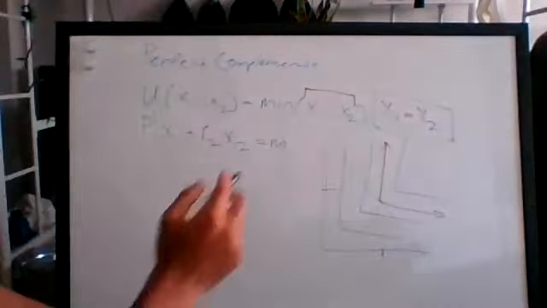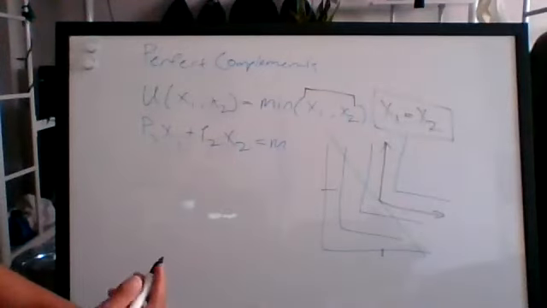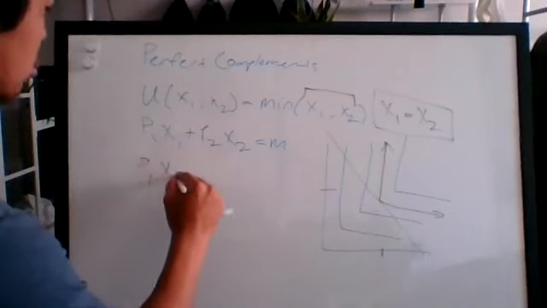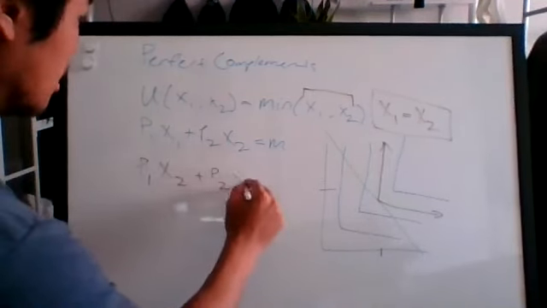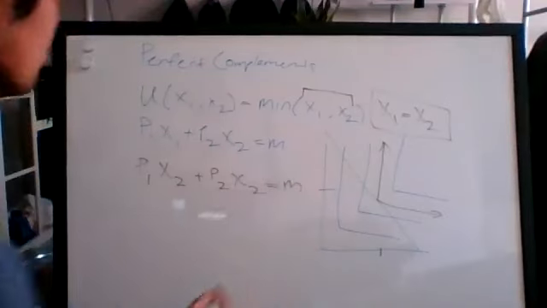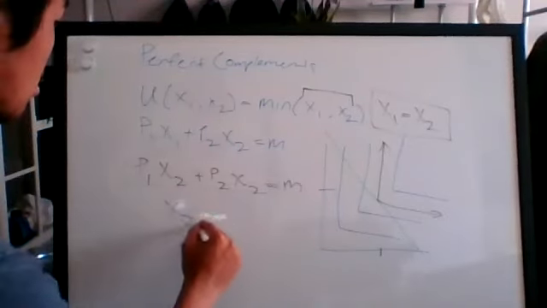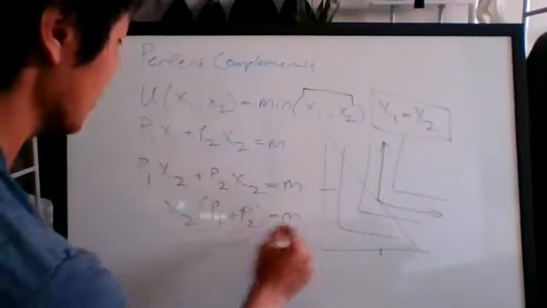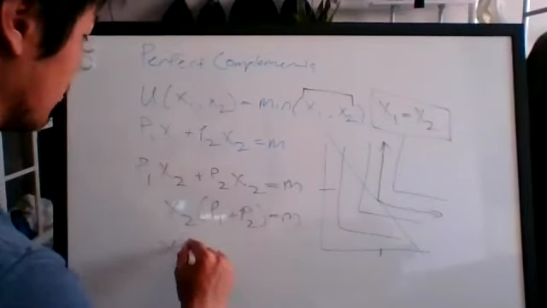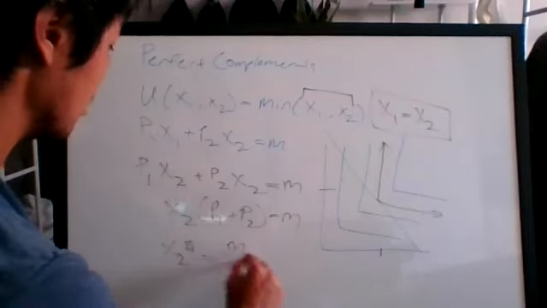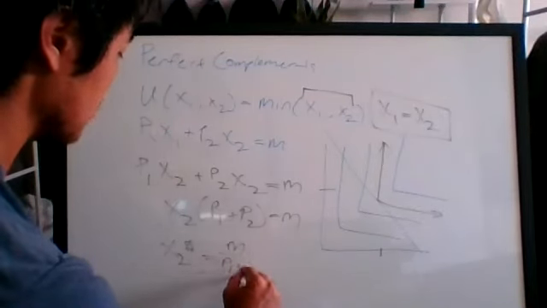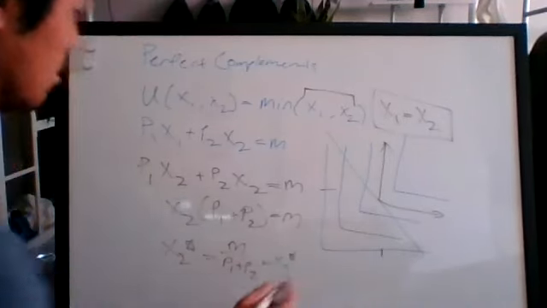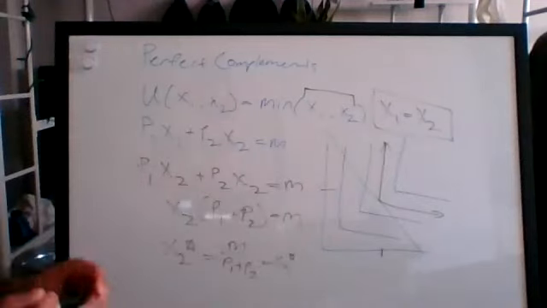Now, at this point, we're actually going to be able to plug it into our budget constraint so that we get p1 x2 plus p2 x2 is equal to m. We can pull out an x2: x2 times (p1 plus p2) equals m. And then we're going to get that the optimal level of x2 is going to be m over p1 plus p2, which is also going to be equal to the optimal level of x1, because we have that they're equal to each other.